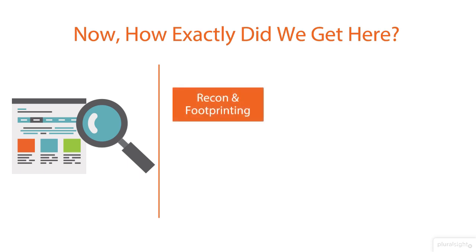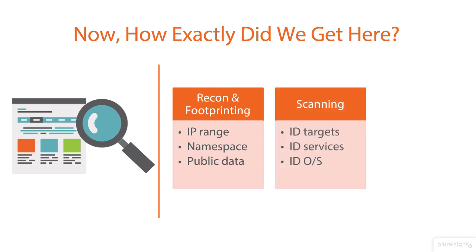We then went through and took a look at reconnaissance and footprinting. In that course, we took you through the process of coming up with a target, finding out its IP address range, looking at its DNS namespace, as well as other public data that could help us focus in on our target itself. Then we went through the scanning course and we talked about how to scan the network.